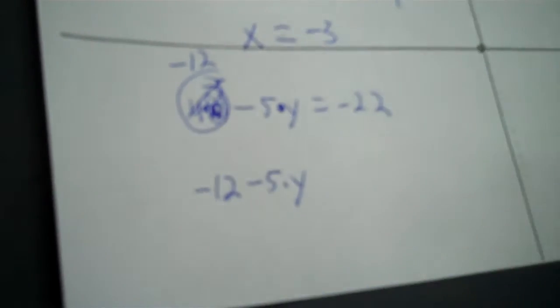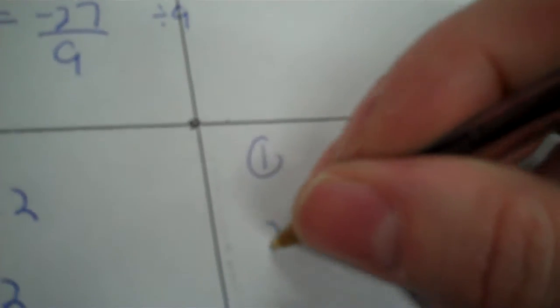So I take 4 times negative 3. It's negative 12. So we have negative 12 minus 5 times y equals negative 22. So what do we have over here? Well, we have two numbers, so it's a 1 and a 2. So I circle the times operation, but remember the 5 is a negative. So you take out your minus 12 with a plus 12, and you take out your times negative 5 with a divide by negative 5.